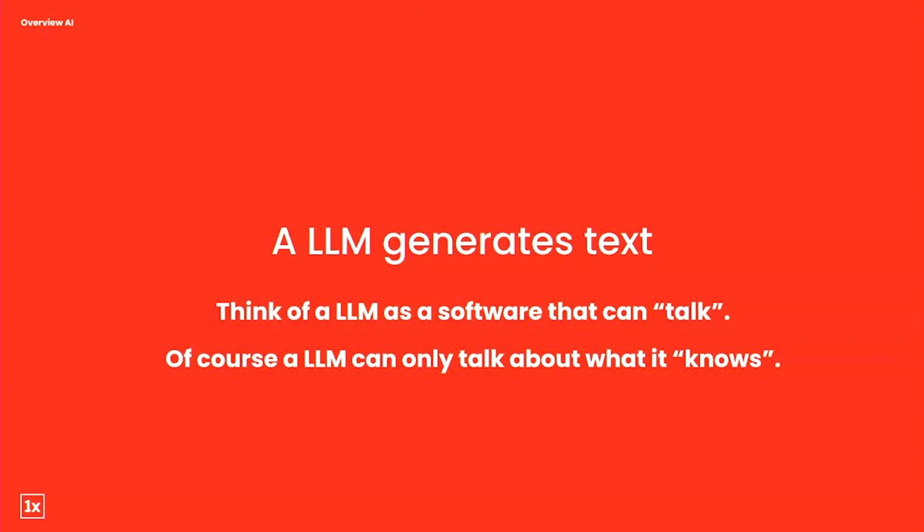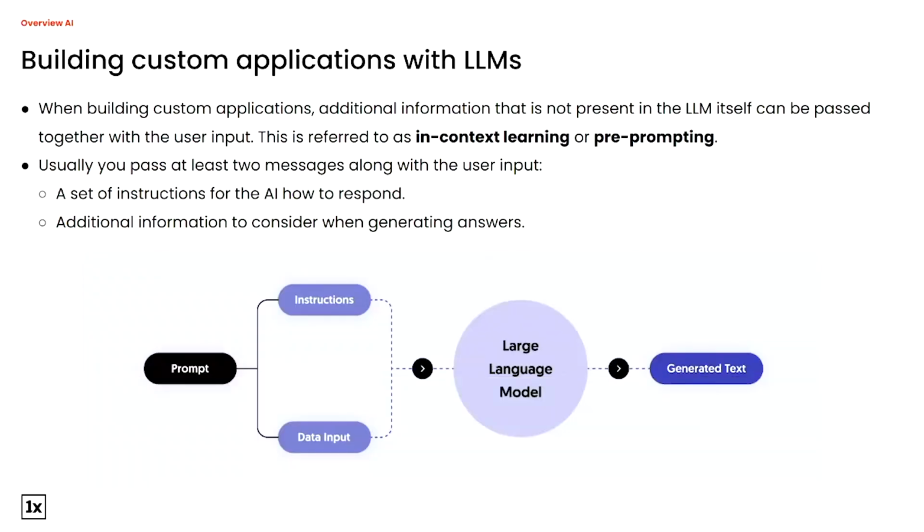Good. So if you want to talk about something that it doesn't know anything about, you need to feed that to the system. And that is what's called in-context learning or pre-prompting.